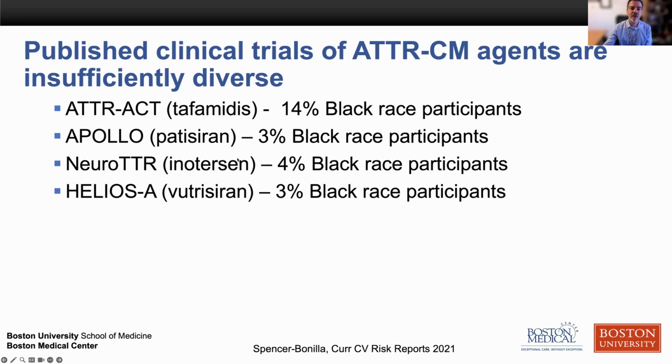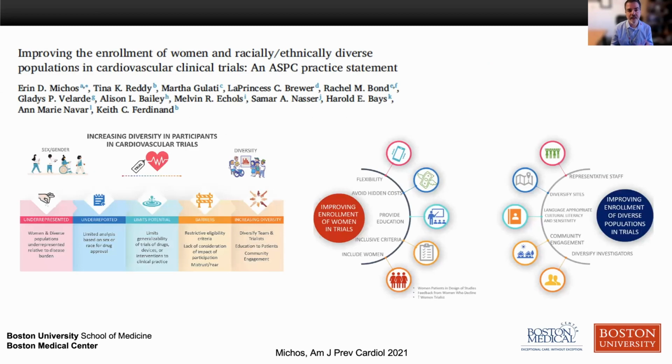Now, I would point out these trials specifically enrolled patients with hereditary variants that are not as commonly reflected in the Black population. But it speaks to the fact that these agents may not necessarily be translatable to patients who have different variants, and that's something that we really need to try to understand. How do we make this better?